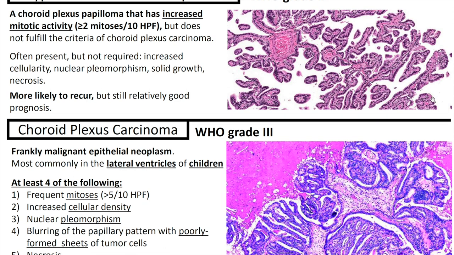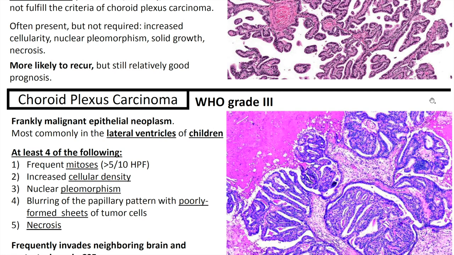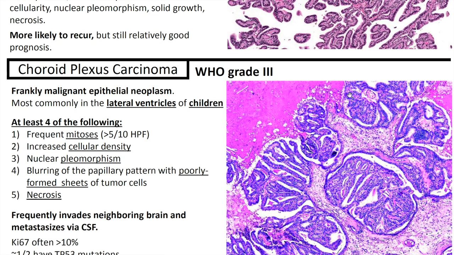And moving on, we have choroid plexus carcinoma, which is WHO grade 3, and these are frankly malignant epithelial neoplasms. If we just look at the picture quickly, we can tell this looks a lot worse than what we were seeing with the choroid plexus papilloma or the atypical choroid plexus papilloma. This, to my eye, at first glance, makes me think of an encapsulated carcinoma of the breast or something like that. It looks a lot busier, a lot worse, a lot less benign.